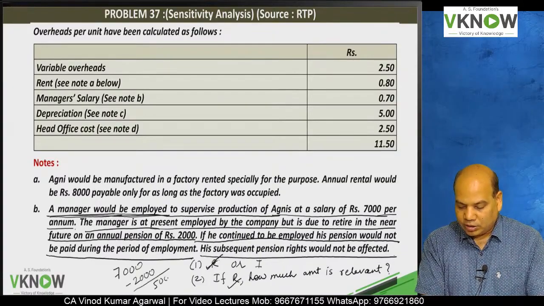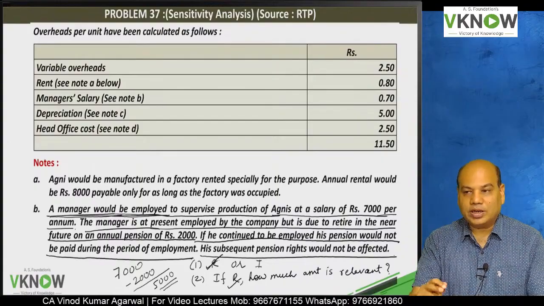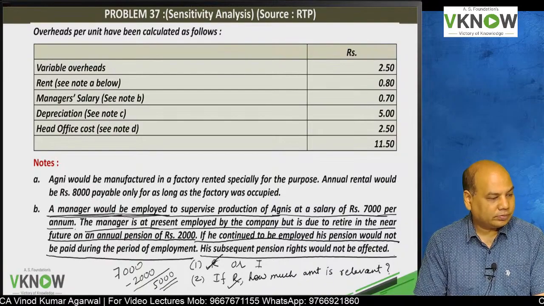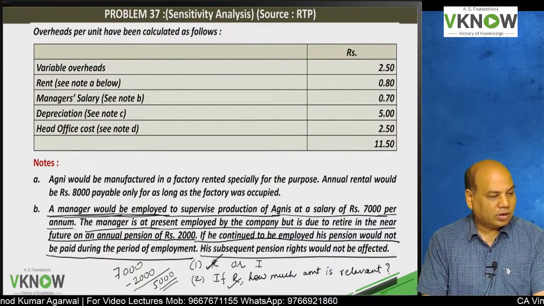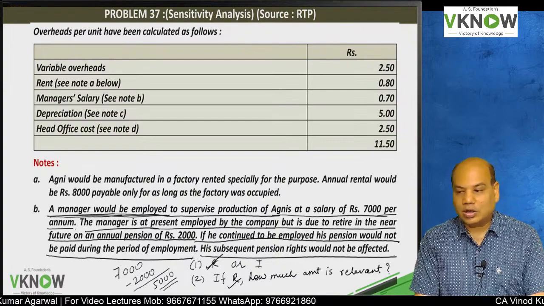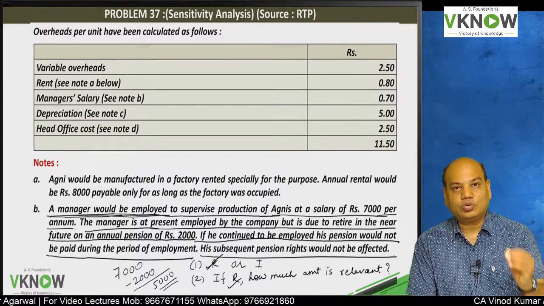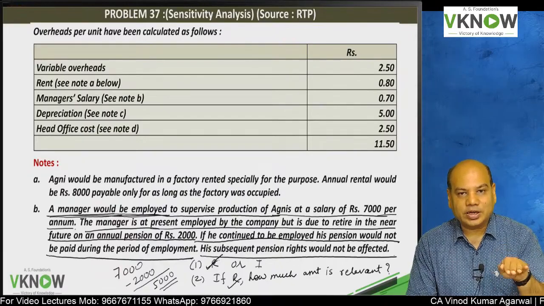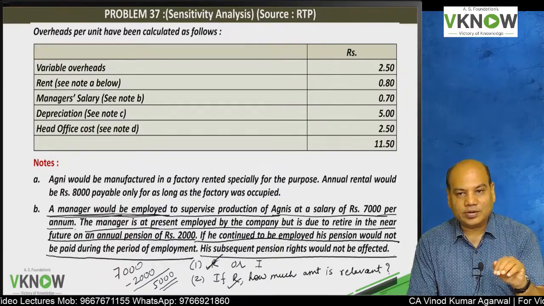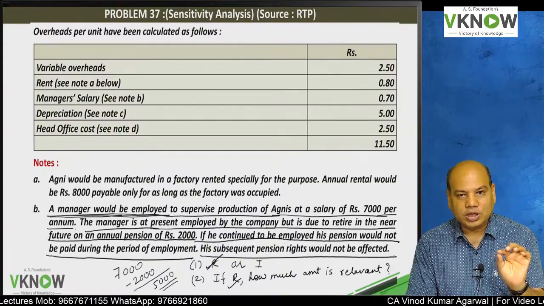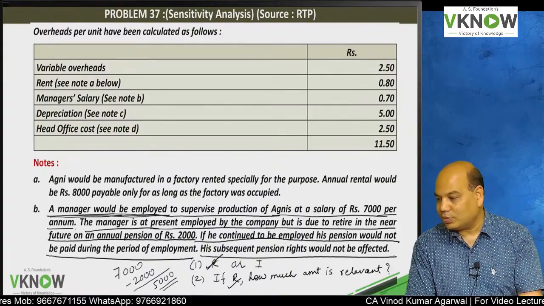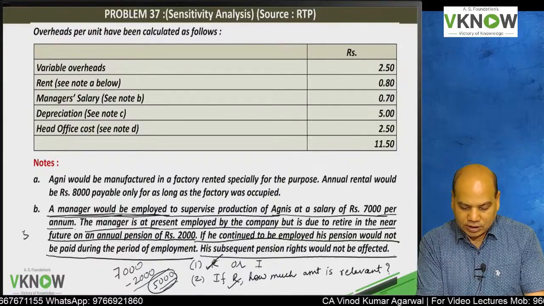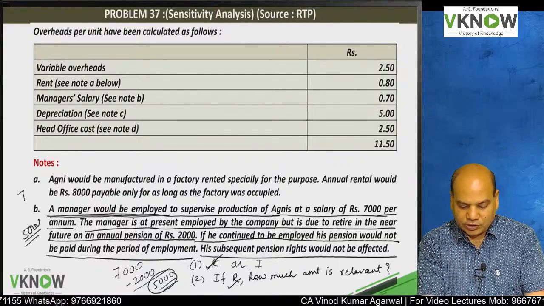So by employing the manager, my incremental overhead will be 5,000, not 7,000. If he is not employed, you have to pay him an annual pension of 2,000. So what is your additional burden of employing the manager? By employing the manager, you have to shell out an additional 5,000 from your pocket. So for the second part, 5,000 is relevant.